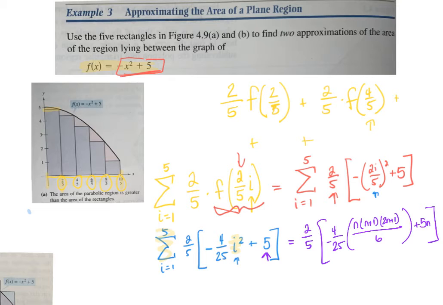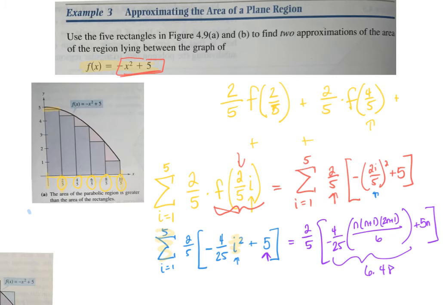And so what happens when you plug a 5 in? 6.48. Okay, yeah. Just making sure. Yeah, you should get 6.48 when you plug a 5 in. So 5 times 6 times 11 divided by 6 times 4 divided by 25. That's a negative. Plus 25 times 2/5. And you get the answer. And so when you do all of this little guy here, you get 6.48.